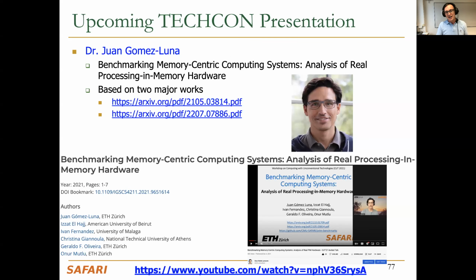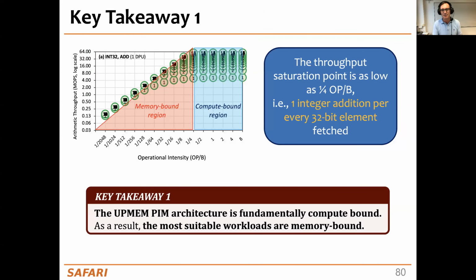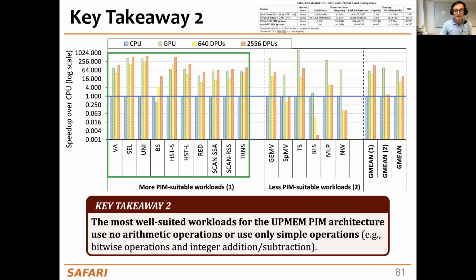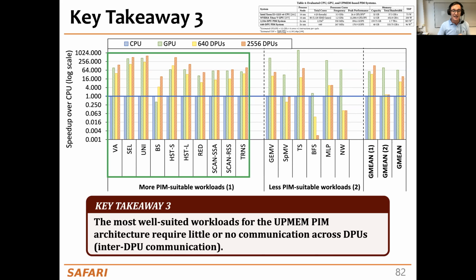And as I said, there's a TechCom presentation that will go into it in detail, but you can also find a bunch of presentations. So let me give you some example takeaways. This PIM architecture is fundamentally compute bound because there's not a lot of computation. You can do the frequencies very low. As a result, most suitable workloads are memory bound. Even then, there are some workloads that benefit a lot compared to existing CPUs and GPUs. And the most well-suited workloads are still the ones that don't have a lot of arithmetic intensity, basically. And they don't have a lot of communication across different banks, if you will.